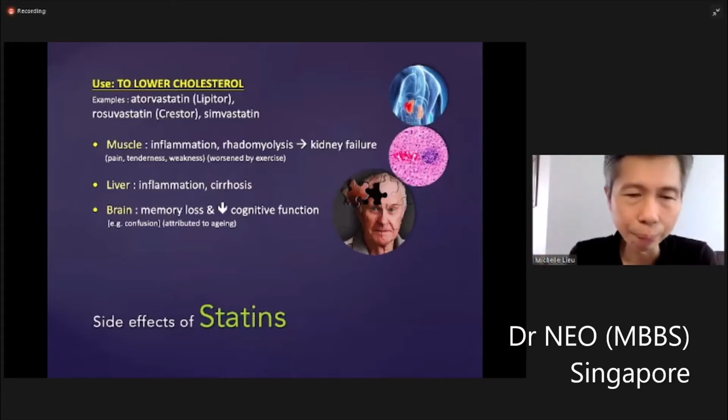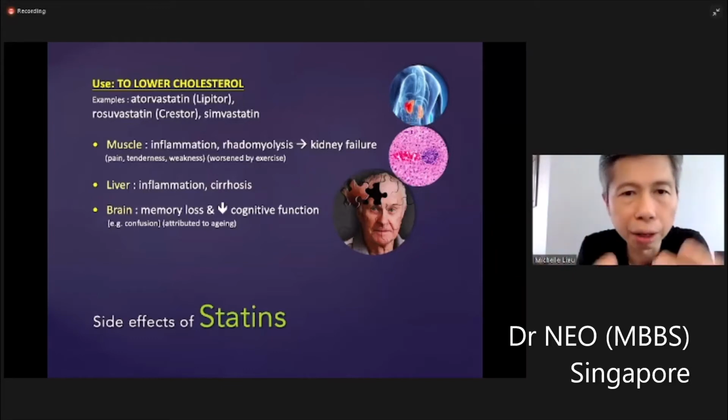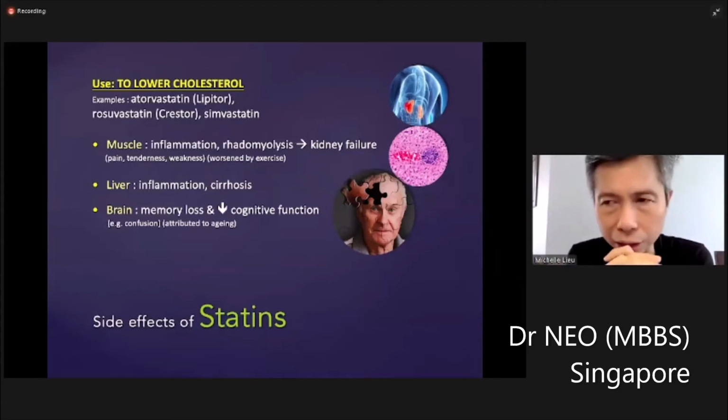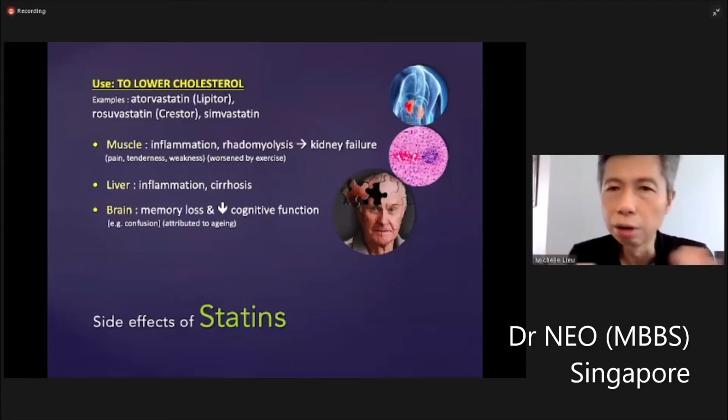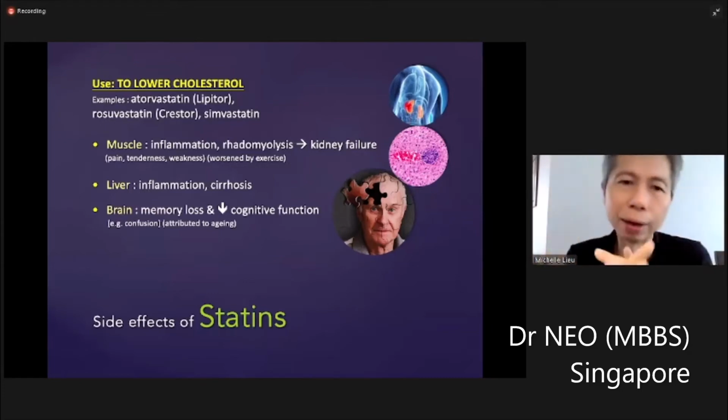Now, what can happen? When you get very bad liver inflammation or chronic low-grade inflammation, it can cause scarring of the liver, resulting in cirrhosis. So those of you who are taking statins, do take note. Get your liver function checked regularly. Don't simply dismiss it, saying oh, it's just mildly elevated, it's okay. This kind of chronic inflammation of the liver can lead to more serious conditions down the road.